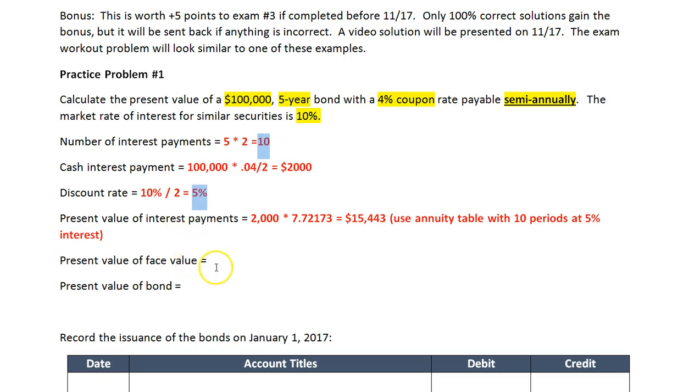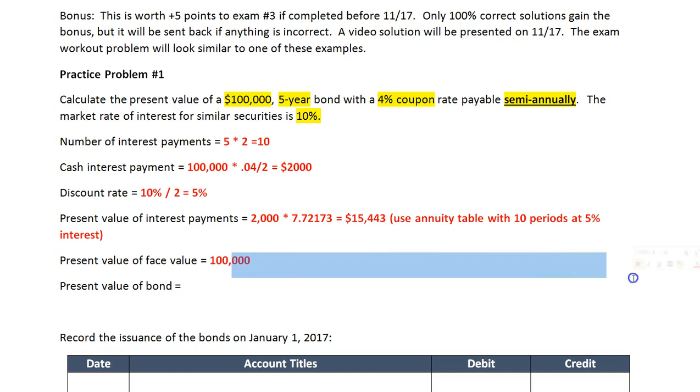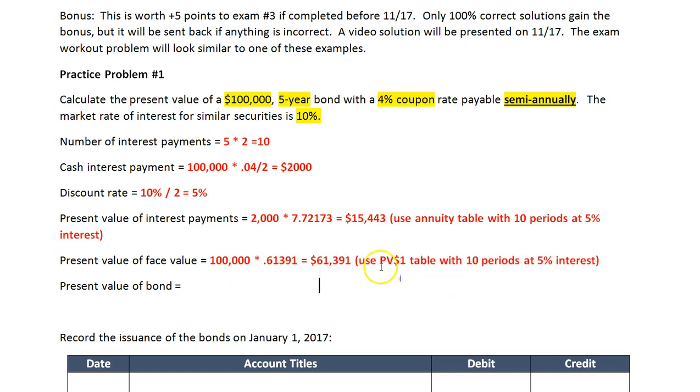The present value of the face value of the bond is going to be based on the 100,000, and we're also going to use the table, but this time we're not using the annuity table, we're going to use the present value of $1 table. We're looking at it for 10 periods, the same 10 periods and same 5% that we used for the annuity one. But this time we're using the present value of $1. So 100,000 times that factor that we've looked up in the table, you get 61,391.